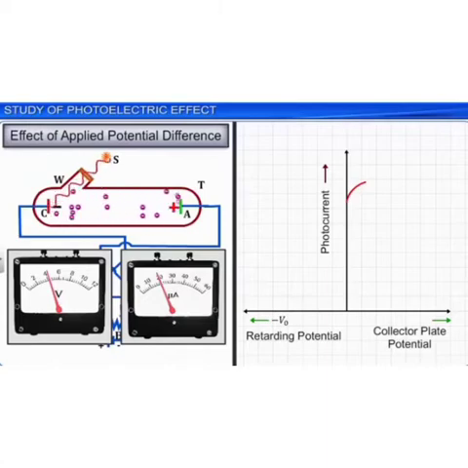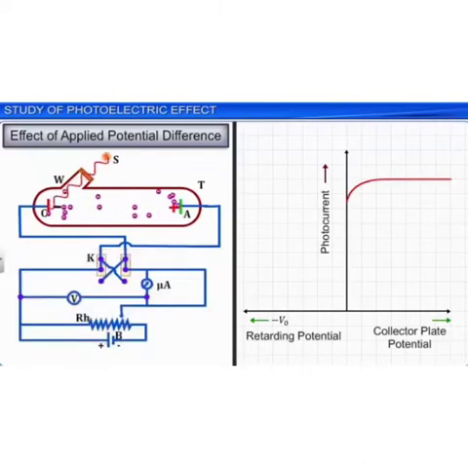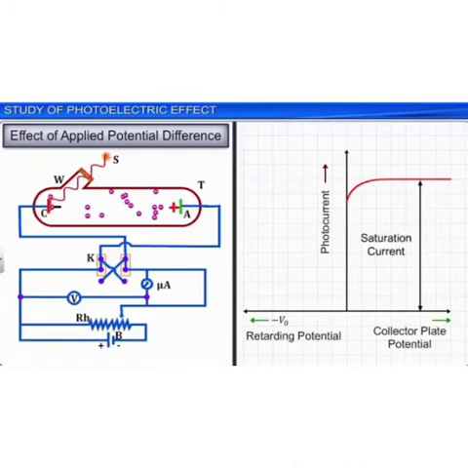We know that this happens due to an increase in the number of electrons that reach the collector plate per second. As the accelerating potential across the emitter and collector plates increases further, you will notice that the current in the microammeter reaches its maximum and remains constant. This maximum value of the current is called saturation current. Saturation current is a consequence of all the photoelectrons emitted by emitter plate C reaching the collector plate A.